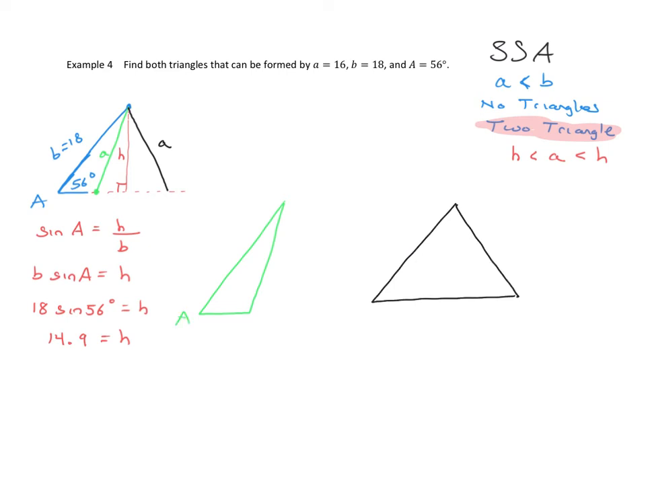So here this is A, which is 56 degrees, b is 18, and a is equal to 16. I don't know the measure of angle B, I don't know the measure of angle C, and I don't know the length of side c. Likewise, in our second triangle, A still is 56 degrees, b is still 18, a is still 16, and I still have a triangle, but I don't know B, I don't know C, and I don't know the length of side c. What we'll do is solve these two triangles separately, and I'm going to start with this one first.